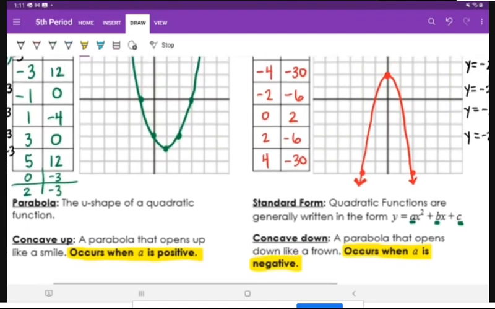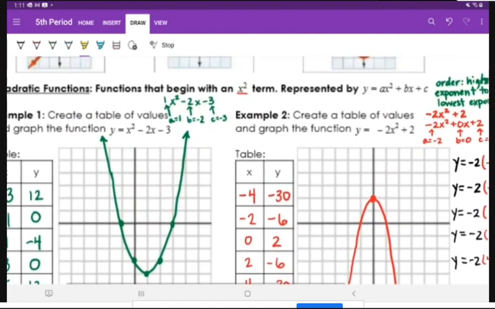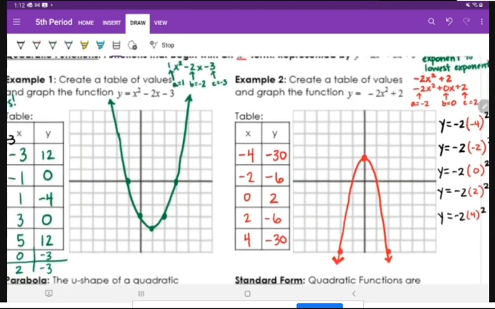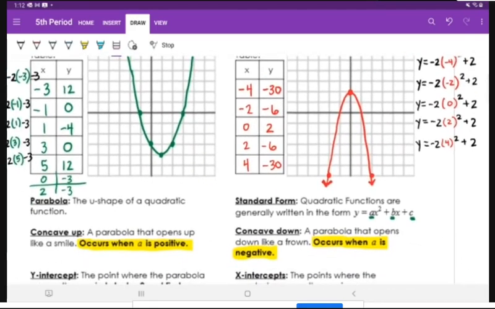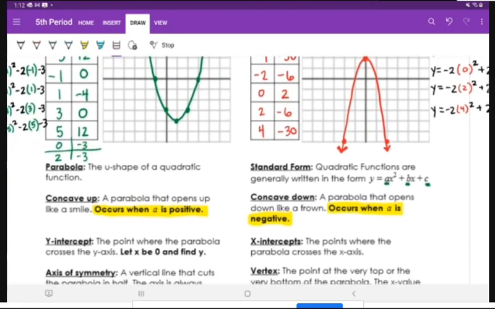So if we scroll back up to example 2, we can see that our function started off with a -2x squared. So our A value is -2, which is what makes it concave down. And notice our 2 pictures. We had a smile for example 1, and we had a frown for example 2. So that might help you remember how to find concave up and concave down. Positive is a smile, negative is a frown.